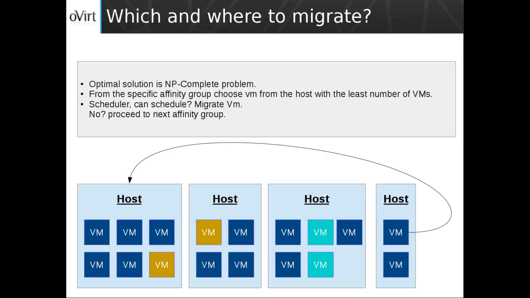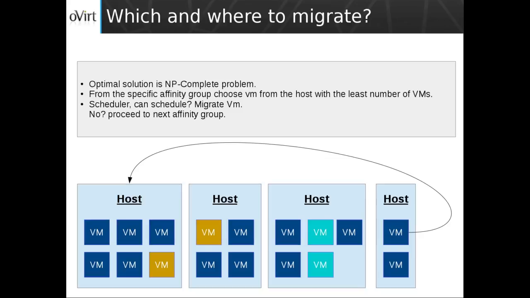So how did we solve it in the end? What we did is we want to migrate VMs from the host with the least number of VMs from the specific affinity group, and we want to migrate them to the host with the most number of VMs from that affinity group. I'm also talking about positive affinity groups right now.